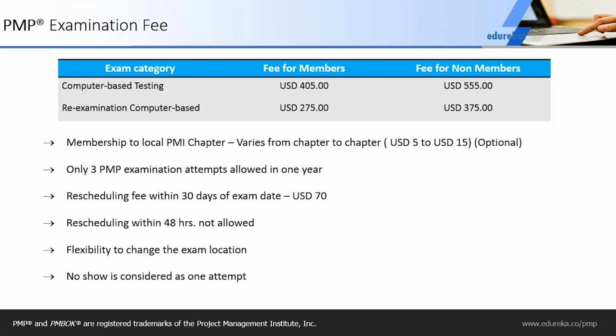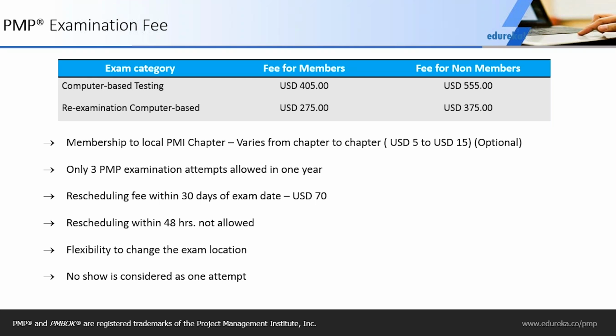If you take PMI membership before you apply for the examination, then you need to pay $405 as the PMP examination fee. If you are not a PMI member, and you have not taken a PMI membership earlier, and you want to go straight and pay just the examination fee without becoming a member, then it is going to be $555.